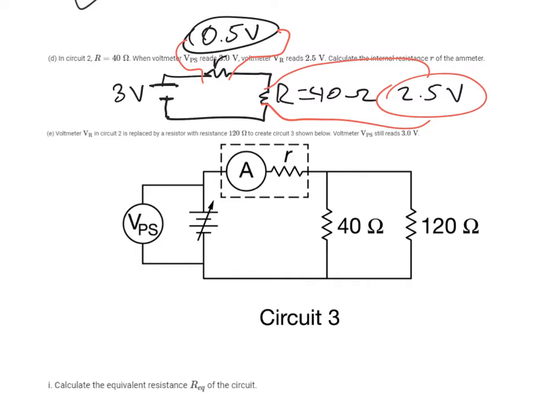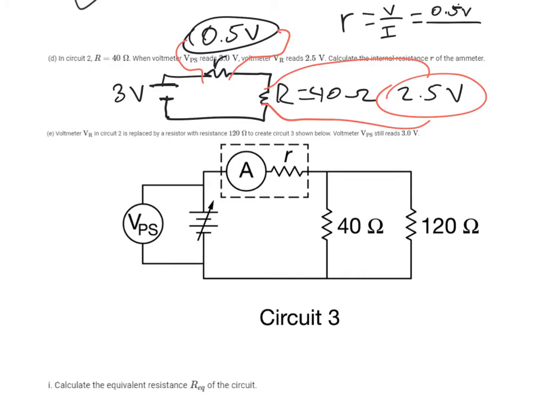Okay, so it says calculate the internal resistance of the ammeter. Well, to get resistance, I'm going to need to know voltage and current. Well, I know for the individual resistor, I should write that as, so little r is going to be V over I. Any resistance is the voltage divided by the current across and through it. So we know this is 0.5 volts.